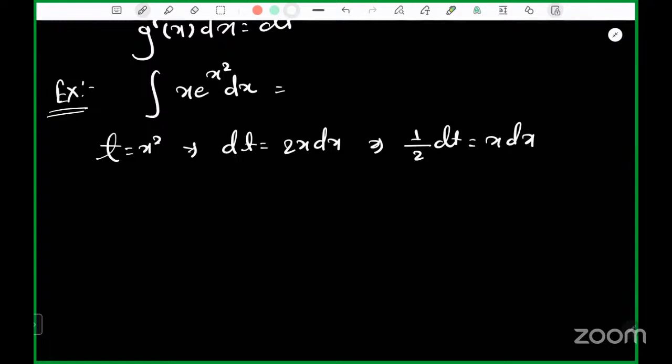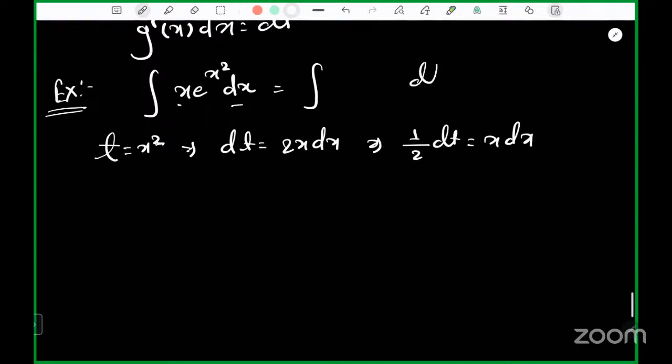If we have limits, then okay, and if we don't have limits, then also okay. So x dx can be replaced by dt by 2, and just e to the power t. The answer is 1 by 2 e to the power t.